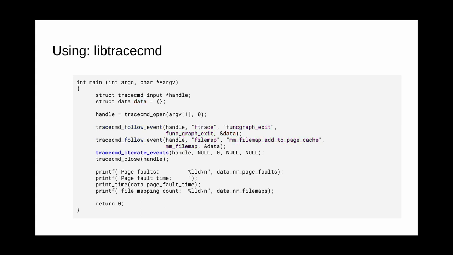And then I just call trace iterate events. This is how easy it is. That's it. Now what trace iterate events will do is iterate from the beginning of the trace.dat file and hit all the events as it goes down. And every time it hits one of these events, it's going to call the function you registered.